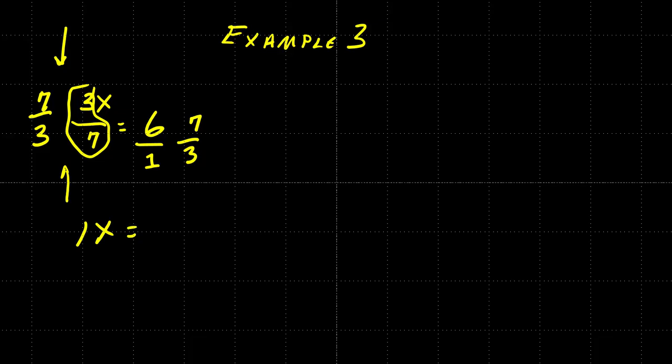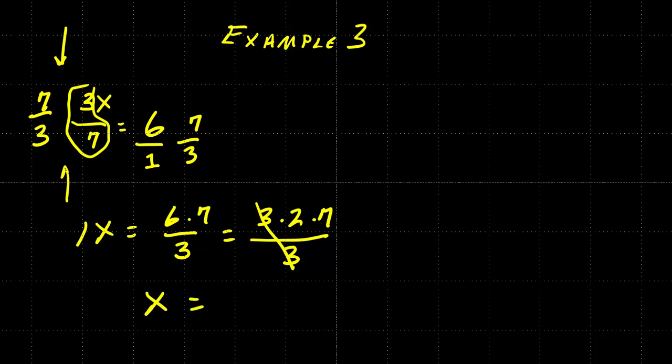Whenever we use the multiplicative inverse here, that gives us a 1x. And now we have 6 times 7 divided by 3. That equals 3 times 2 times 7 divided by 3. The 3's cancel out, and we have x equals 14. Let's do our check.